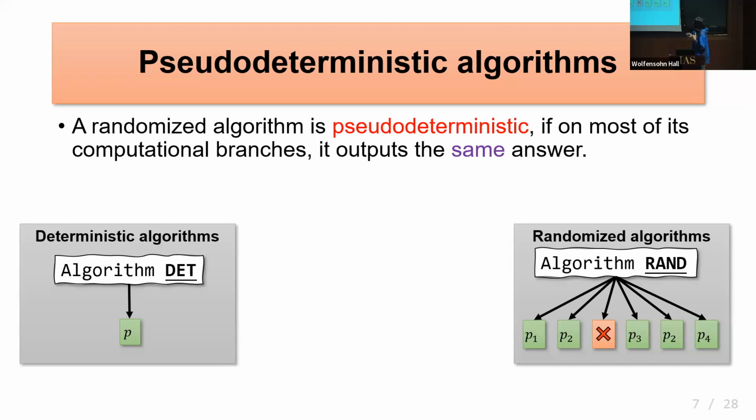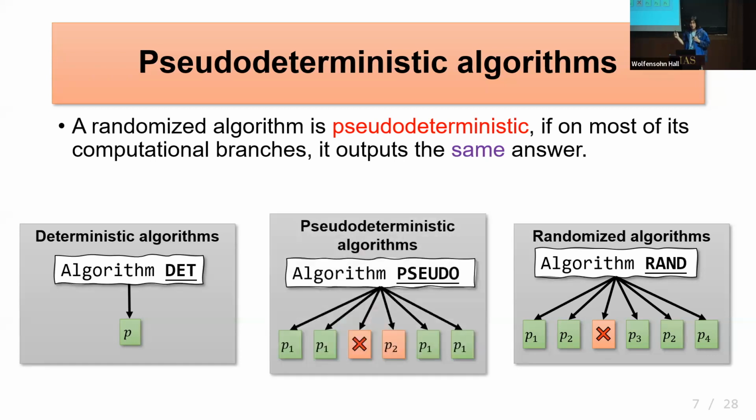Let's say on a 2/3 fraction of computational branches, it will find a prime, and on some other branches it will output failure. For a pseudo-deterministic algorithm, we not only require that most branches find a prime, we require that most branches find the same prime. Maybe some branch will fail and some branch will output a different prime. These branches are bad, and we require the fraction of bad branches to be, let's say, at most 1/3. You can amplify the success probability to 1 minus exponentially small in n.